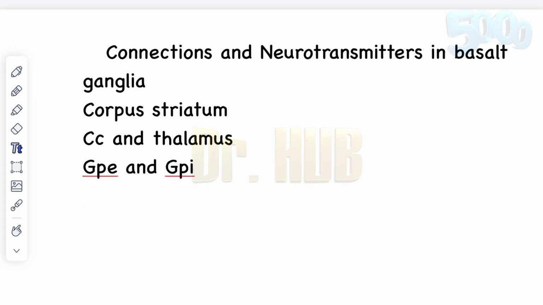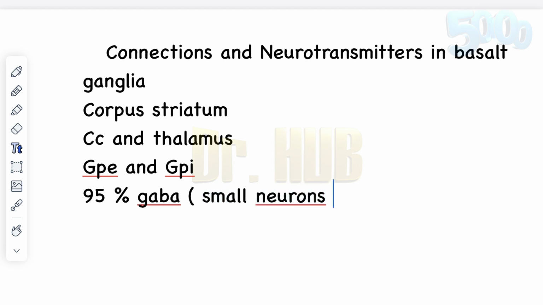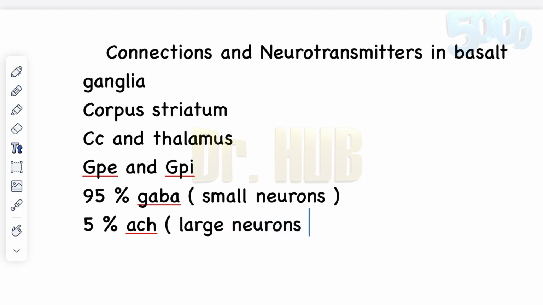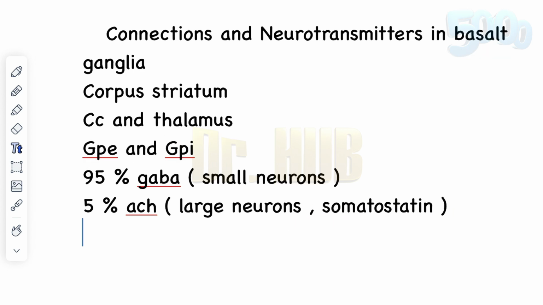Now, how is the neurotransmitter? In the corpus striatum, the neurotransmitter is 95% GABA, because the 95% GABA is the small neurons. Next, 5% ACH. The 5% ACH includes the large neurons as well as the somatostatin. So they are the median neurons.